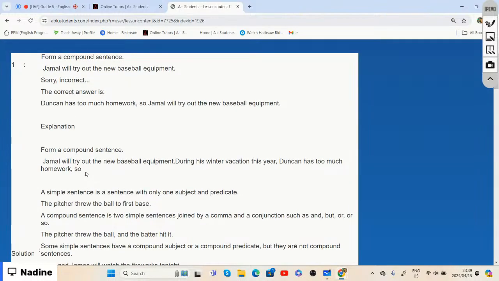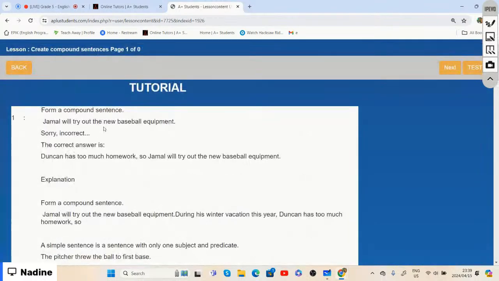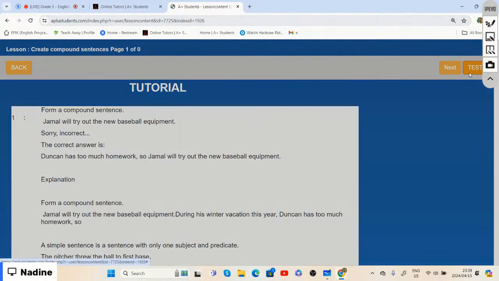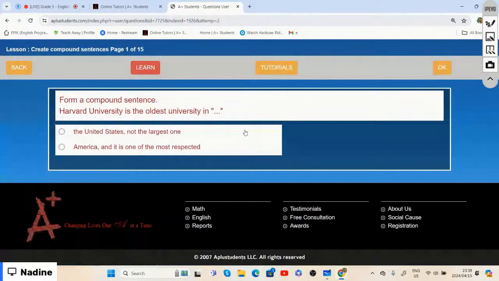All right. So by now, all of us already know what a compound sentence is. So I'm sure we don't have to go over the activities. Let us just go straight to our test. It says form a compound sentence. They are giving us the first part of the sentence, and we are going to add the second part of the sentence.